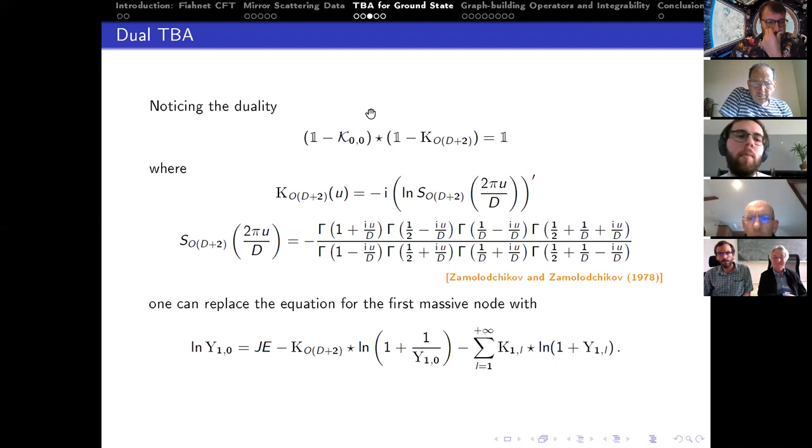Okay, so once you have noticed this, you can act on the equation for the first massive node with this operator. And then it allows you to rewrite it without the kernels coming from the scalar, the phase of this matrix. You only have a kernel from this function and the usual kernel. Of course, the driving term has changed now. You don't have an epsilon zero. You have a new driving term that I will show in the next slide.